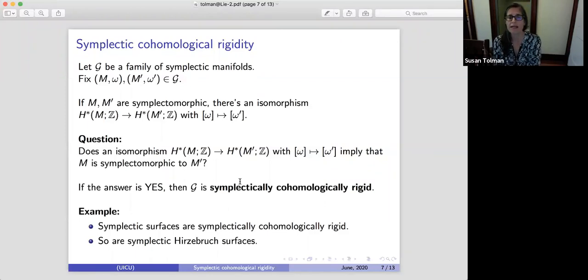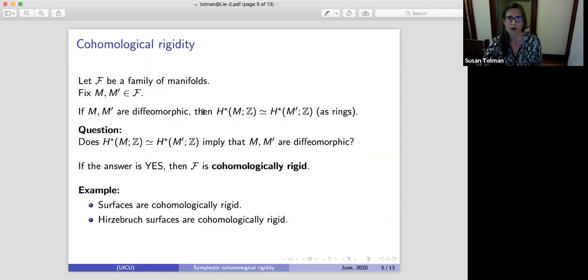So suppose that you have an isomorphism from the cohomology of M to the cohomology of M prime, and that it takes the class of omega to the class of omega prime. Does that imply that M is symplectomorphic to M prime? Well, if the answer is yes, then G is symplectically cohomologically rigid. A very well-known example is that symplectic surfaces are symplectically cohomologically rigid. If you want to classify surfaces up to symplectomorphism, you just need the genus and the area. And of course, the area is given by the cohomology class. So it still works. Also fairly well known is that symplectic Hirzebruch surfaces are also symplectically cohomologically rigid.